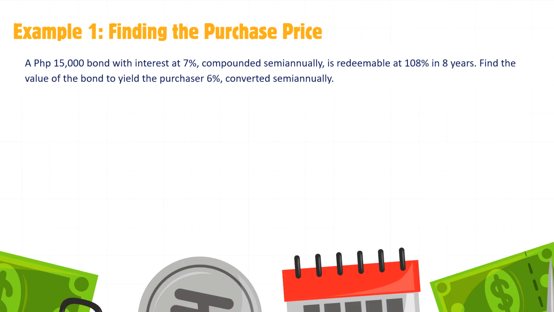Now, let's have an example on finding the purchase price. So here's the problem. A 15,000 pesos bond with interest at 7% compounded semi-annually is redeemable at 108% in 8 years. Find the value of the bond to yield the purchaser 6% converted semi-annually.